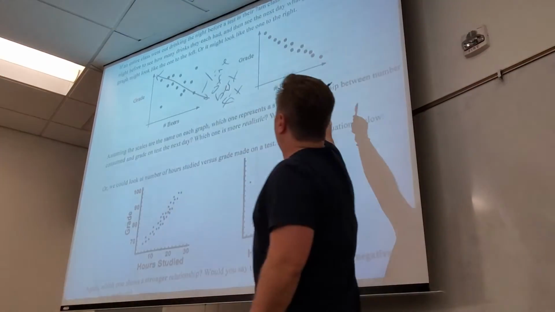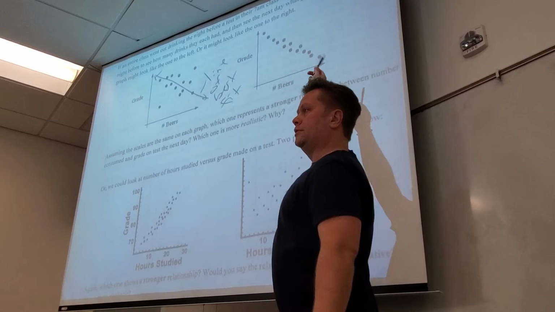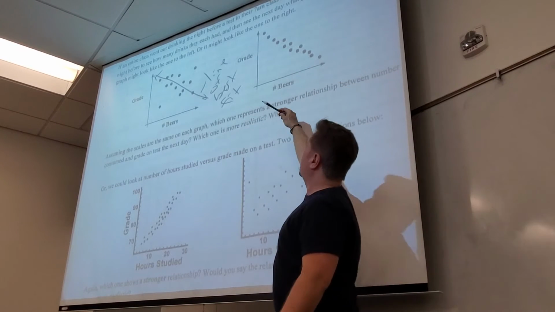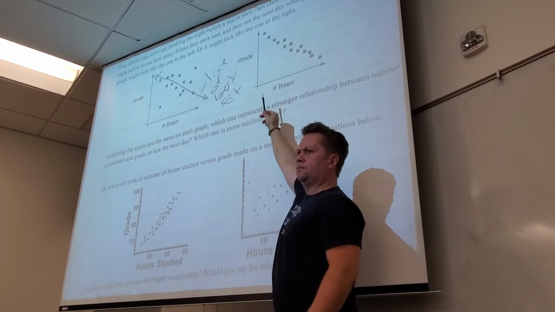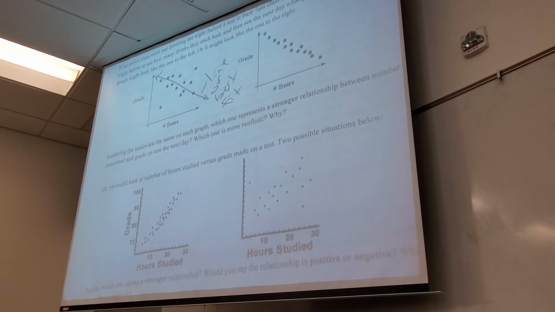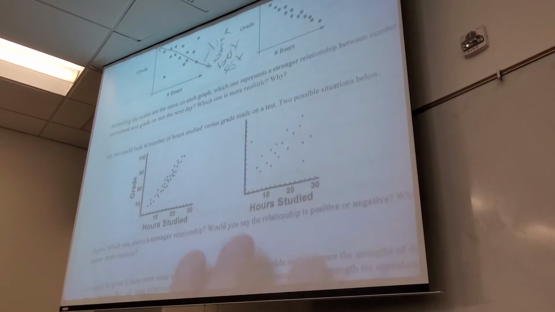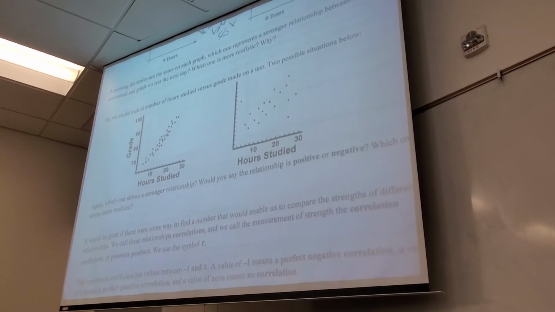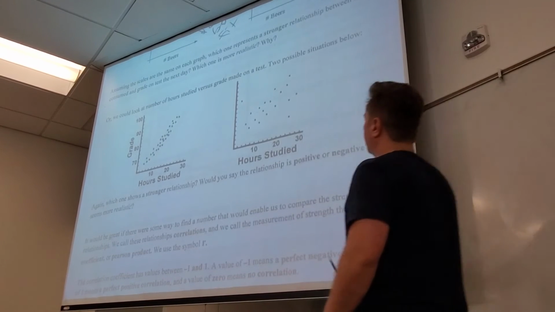So for this one, the line would be really easy to draw because, like I said, the points almost define a line. This is a stronger relationship. What about here? Which one has a stronger relationship, obviously? The first one. Which one's more realistic? The second one. What would you say about this person?